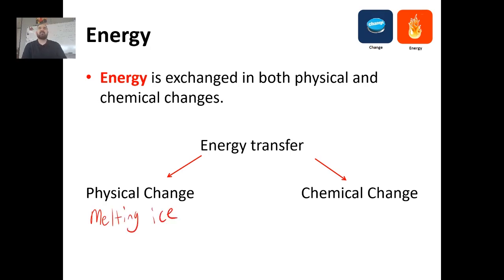If you melt ice, you have to add energy to the ice to convert it to water. So that's an energy transfer. Heat is being absorbed from the environment into the ice. An example of a chemical change is burning paper. If you burn a sheet of paper, you're releasing energy. There's energy in those chemical bonds, and when you burn the paper, you're releasing that energy.